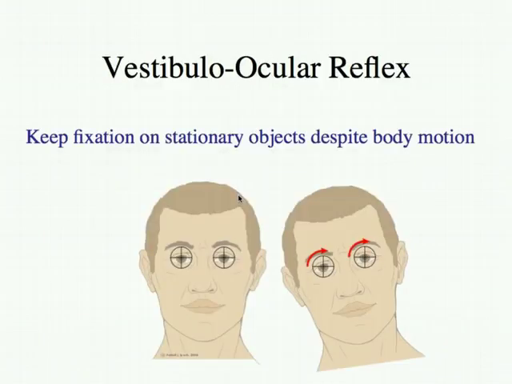The vestibulo-ocular reflex is a reflex whereby your eyes will rotate in their sockets as you move your head back and forth. And this is based on feedback from the vestibular system in your inner ear that tells your brain that the head is moving, and then it moves the eyes accordingly in the opposite direction to keep them stable.